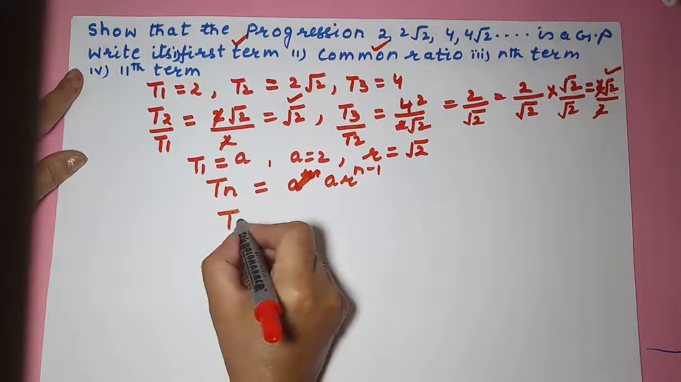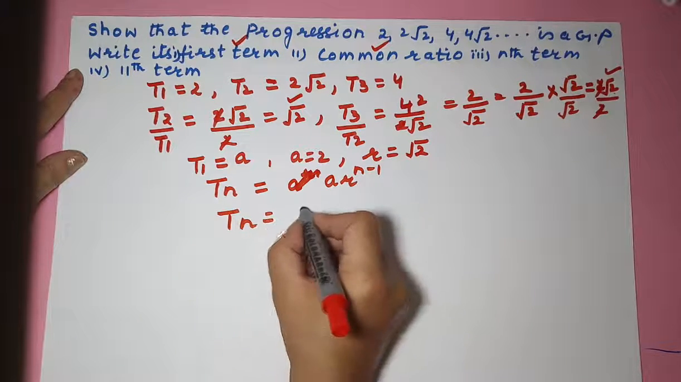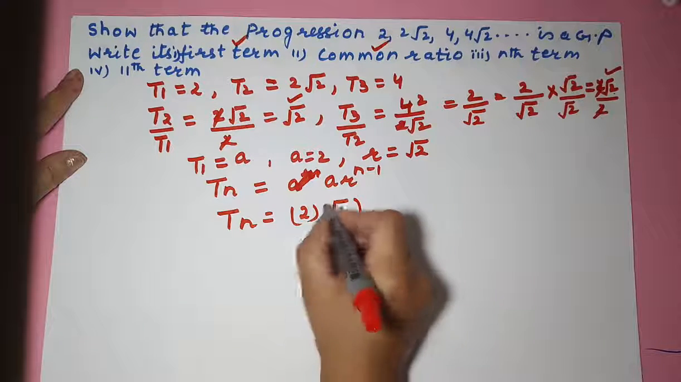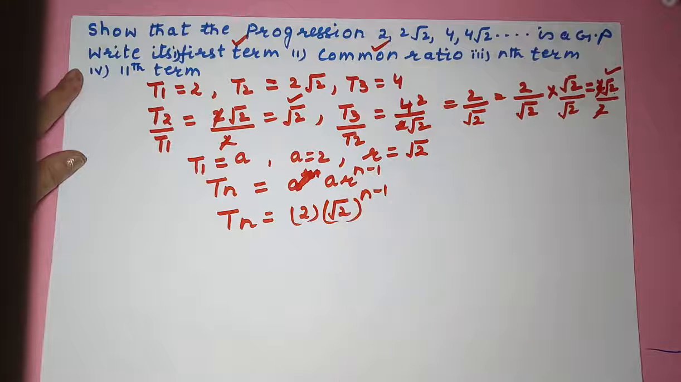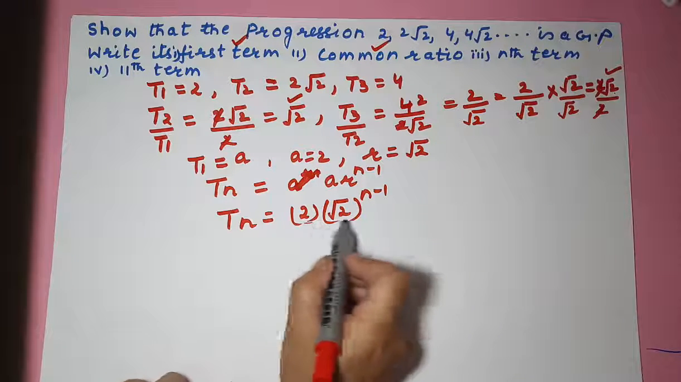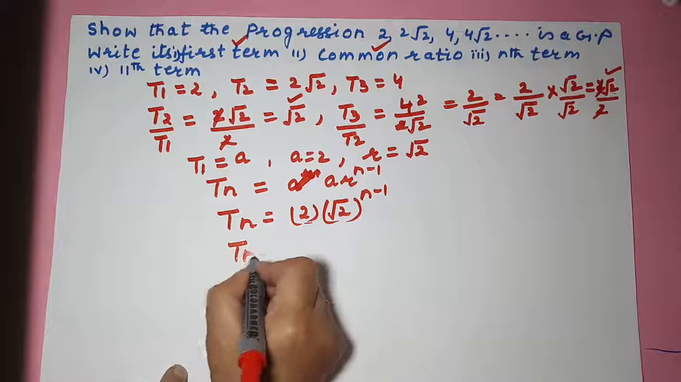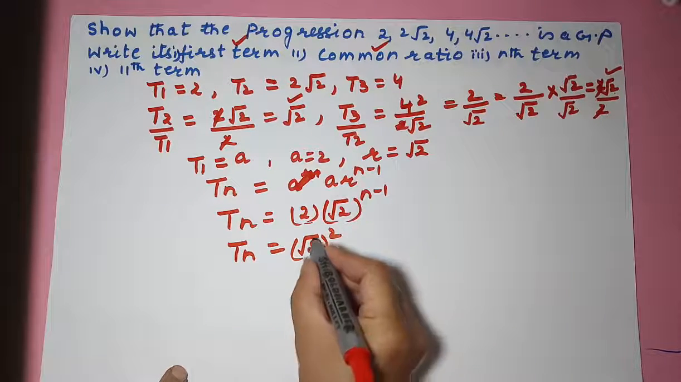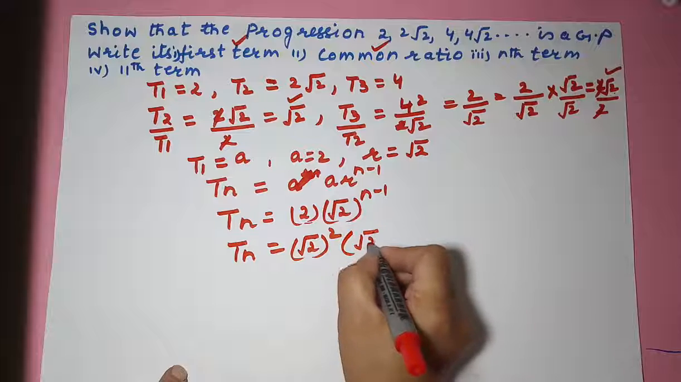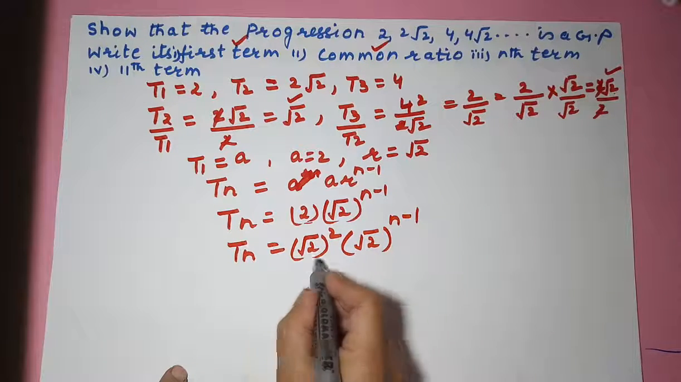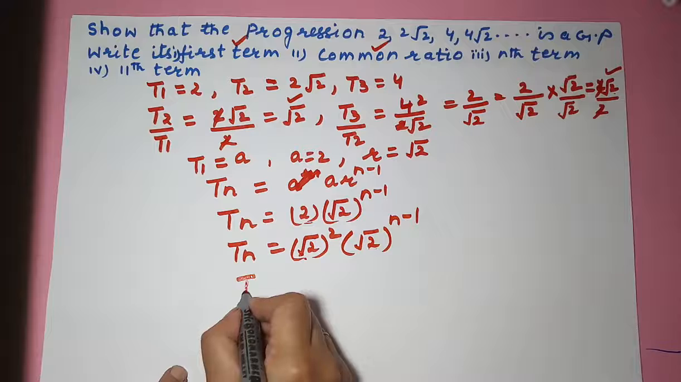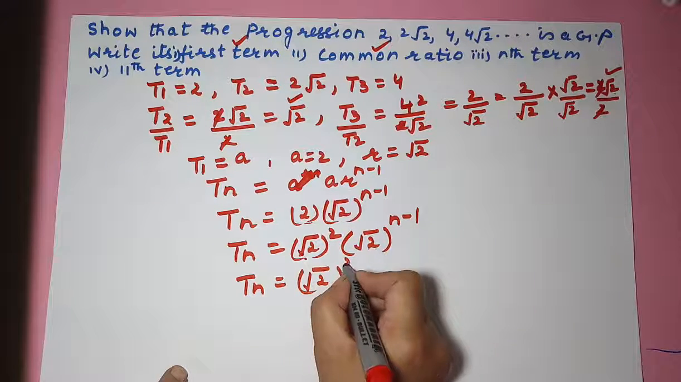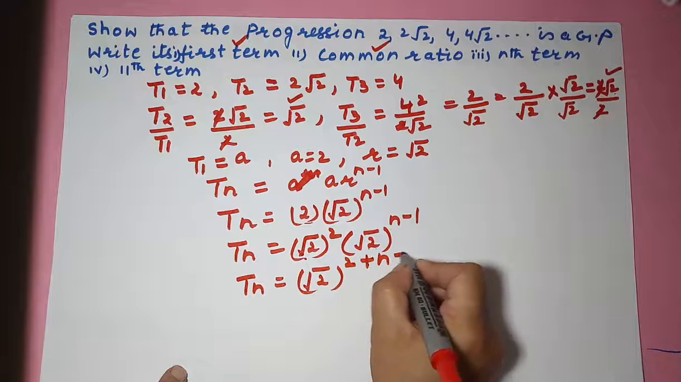Now let me substitute the values here. a is 2, r is root 2, and then n minus 1. Now can we combine these two? Yes. How? If I write root 2 whole squared in place of this 2, that will do, so that I can combine these two. Now the bases are the same, I can add the powers, right? So I got root 2 raised to 2 plus n minus 1.